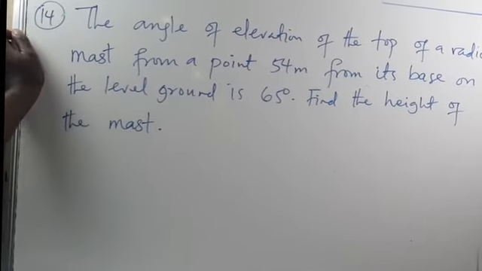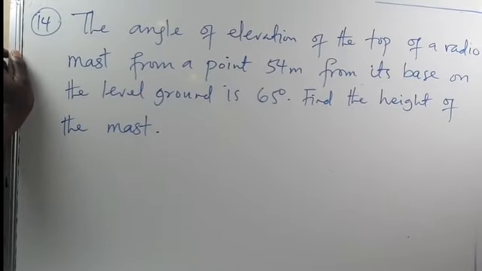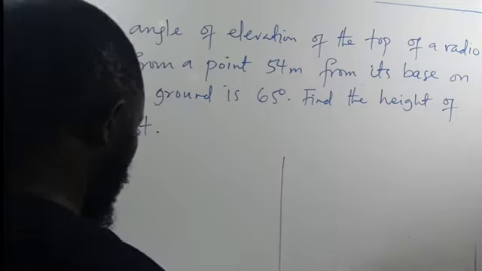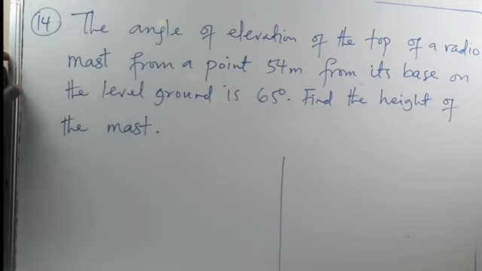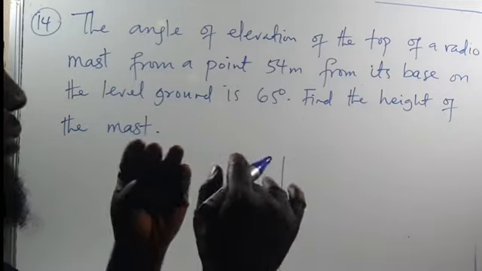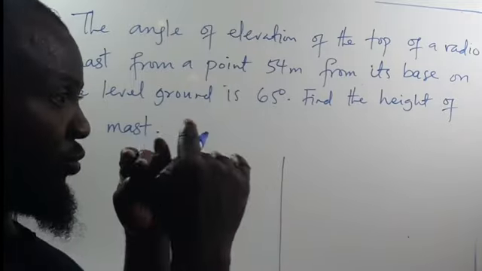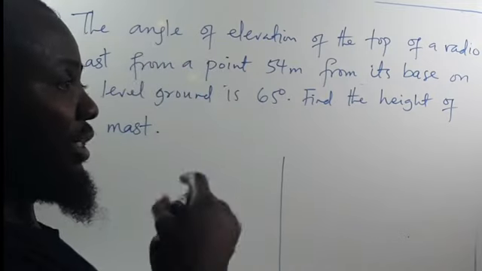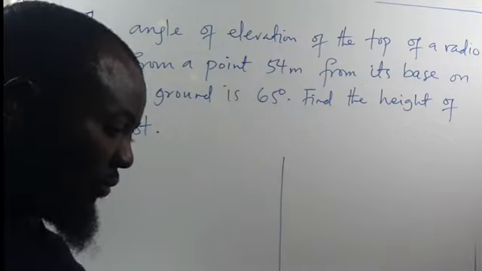This question is on angle of elevation, and it requires a diagram before you can solve it. So let's see how it goes. So the angle of elevation of the top of a radio... Elevation simply means that you want to look at something above you, so you have to raise your eyes to look at that thing. But if it is angle of depression, you want to look at something below you.